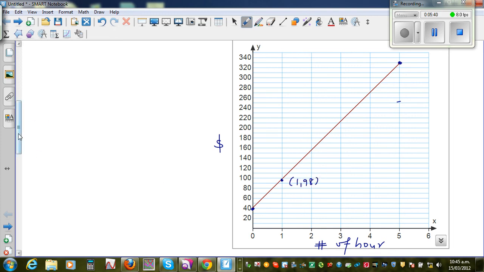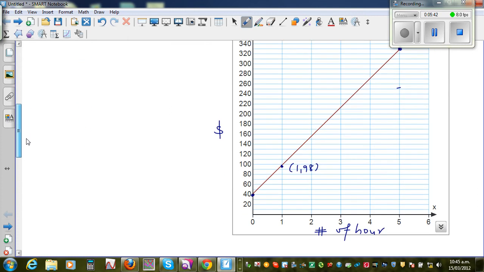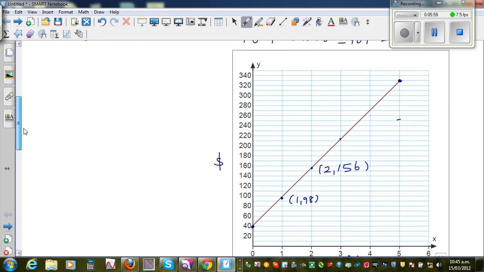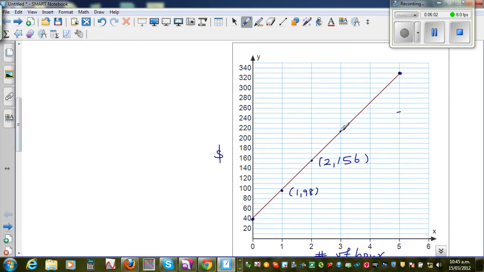For 2 hours, it was how much? 156. So for 2 hours, can you see it's just underneath 160? So 2, 156. For 3 hours, how much was the charge? 214, which is difficult to plot, but you can do this in a sneaky way like this. For 3 hours, it is 214.